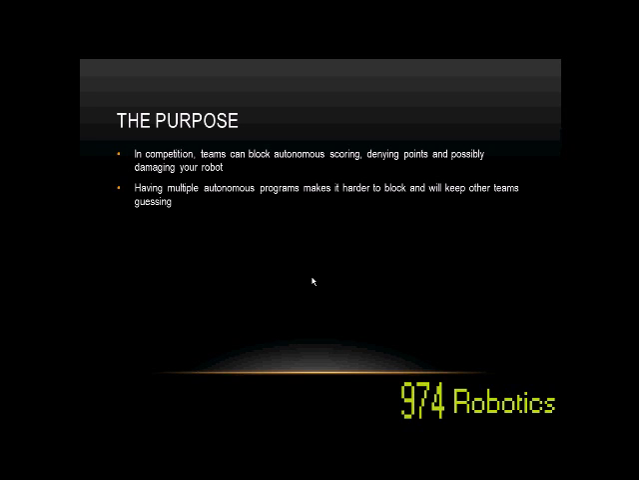In competition, teams can block your autonomous, denying points and possibly damaging your robot. This is bad, so having multiple autonomous programs makes it harder to block and will keep other teams guessing at what your autonomous really is.